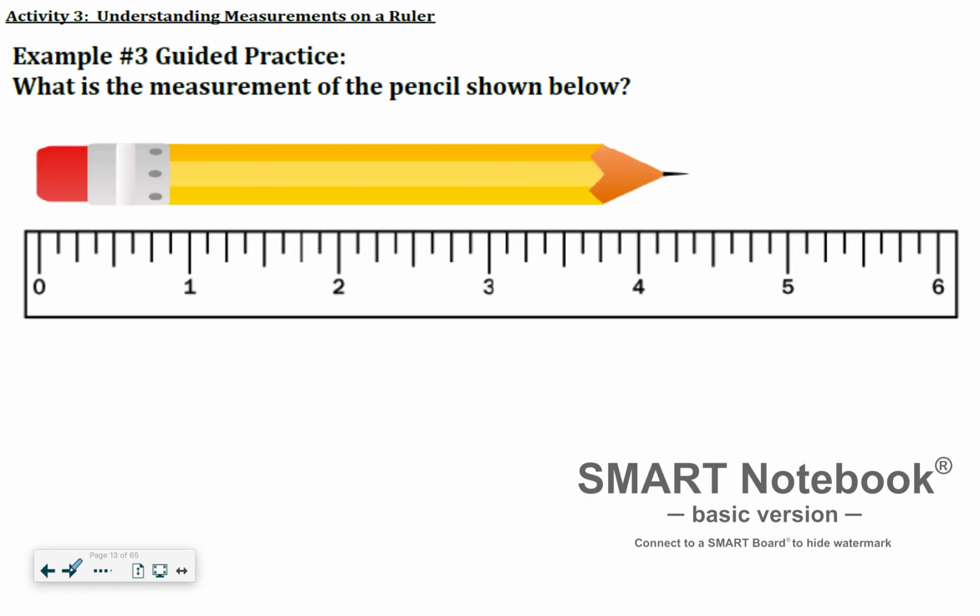Okay. Let's try another one. What is the measurement of the pencil shown below? Between which two whole inches does the length of the pencil measure? It measures between 4 and 5 inches. First, let's find the tick mark for 4.5. Remember, it's halfway between the 4 and the 5. Is this pencil 4.5 inches long? I don't think so. It is less than that.